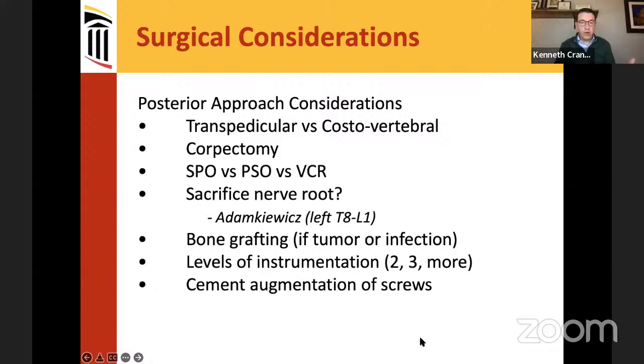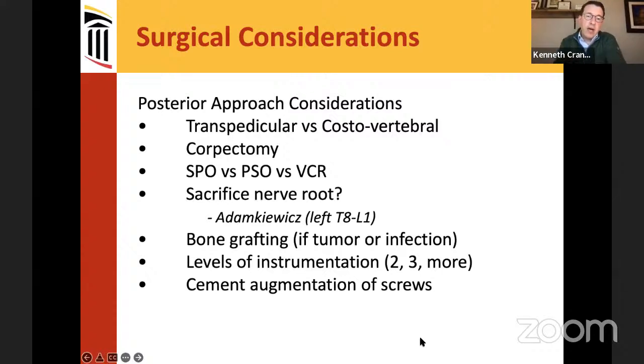Do we need a transpedicular approach? Do we need to perform a corpectomy? Do we need a larger approach, such as a costovertebral approach or a lateral extracavitary approach? Then what do we need to do in order to treat the deformity? Are Smith-Petersen osteotomies enough versus a PSO versus a vertebral column resection? Do we need to sacrifice a nerve root? And then do we need to consider the artery of Adamkiewicz, which technically can be anywhere, but it's typically on the left side from T8 to L1. So if we're operating at those levels, do we only sacrifice the nerve roots on the right side?